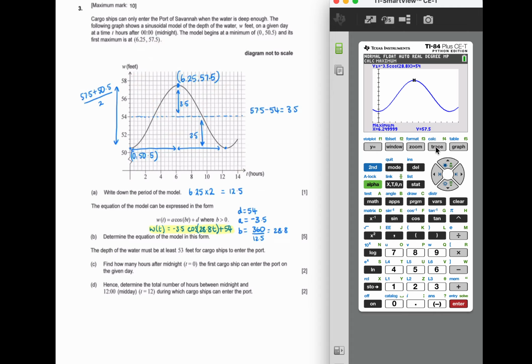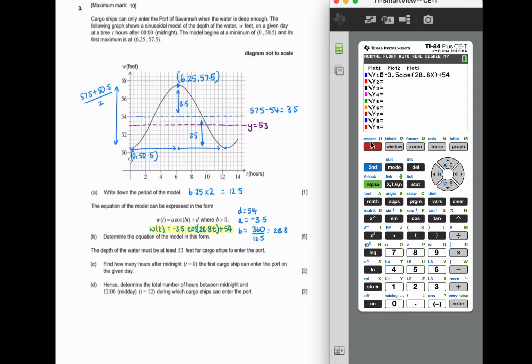So we're going to now add onto our graph the line of 53, which is this function here. So y is equal to 53. And we're going to add that onto our GDC as well. So 53. And then it can only enter the port when it is bigger than 53. So it can enter the port between here and here. It can enter the port on this section here.